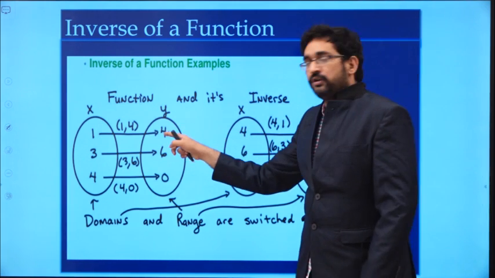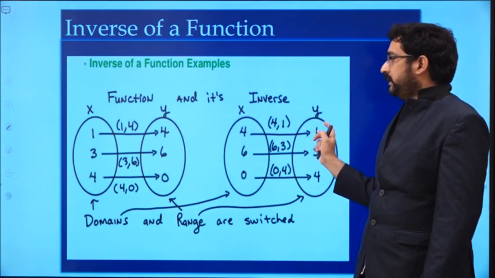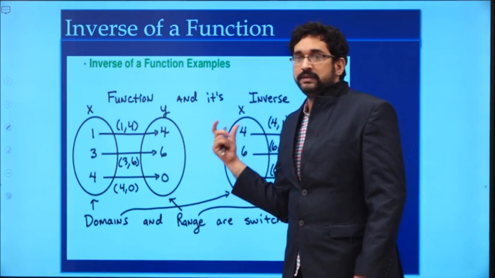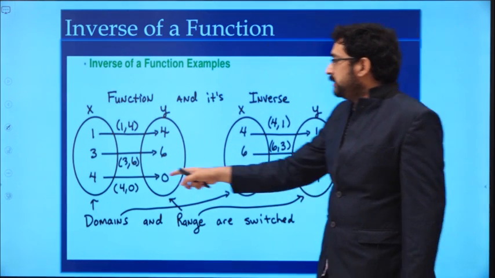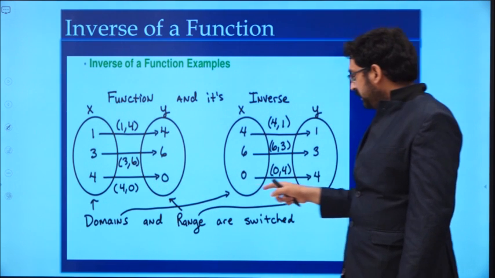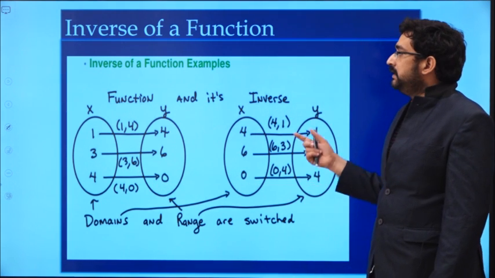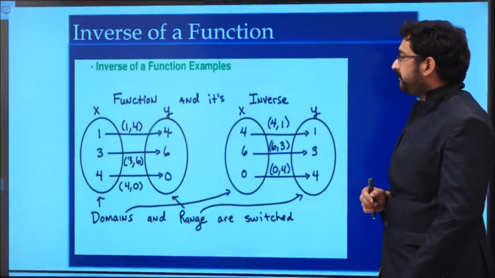So here the 1 to 4 mapping will change to 4 to 1. Here the 3, 6 mapping will change to the 6, 3 mapping. Here the mapping from 4, 0 will be converted to 0, 4. In this way, we can find the inverse of a function.